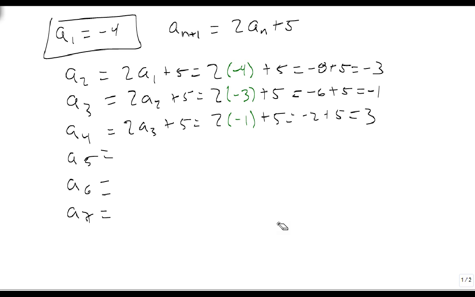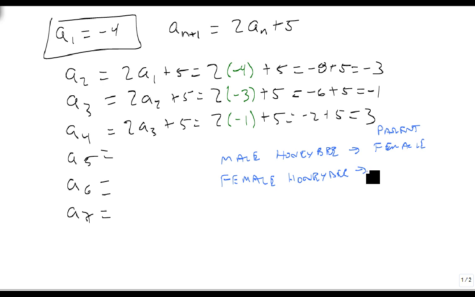The other piece of this that we want to talk about is honeybees. Honeybees are kind of unique because a male honeybee comes from an unfertilized egg from the queen, so it just has a female parent. But a female honeybee, a worker, comes from a fertilized egg, which comes from a female and a male. So every female has 2 parents, and every male has just 1.